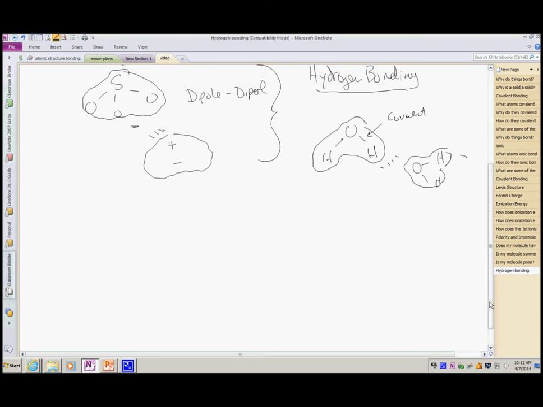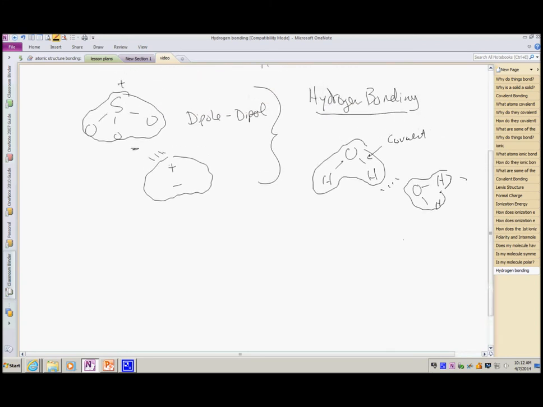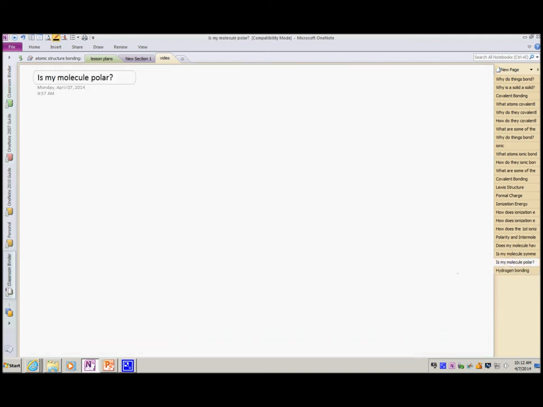Now, when we want to know whether something actually is polar, I follow this particular chart. Is my molecule polar? So do I have a polar bond? That's my first question. Yes or no? If the answer is no, I don't have a polar bond, then that means I am working with a substance that is a pure covalent. There is no difference of electronegativity.